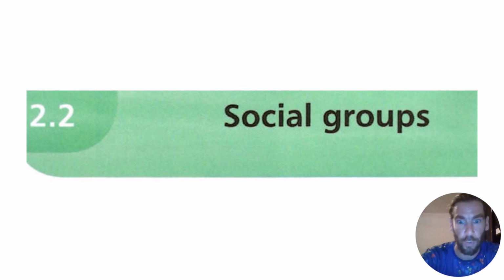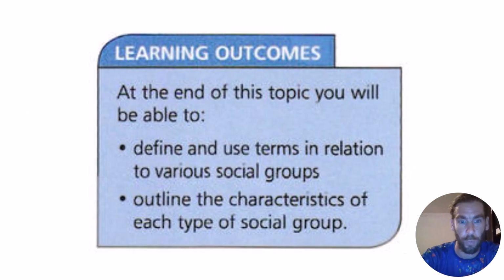our island also. We're talking about social groups, and I hope at the end of this topic you will be able to define peer groups, interest groups, and pressure groups and use them and outline them. Define, use, and outline the three groups: pressure groups, peer groups, and interest groups. Talk about the characteristics and also use them in relation to various social groups.